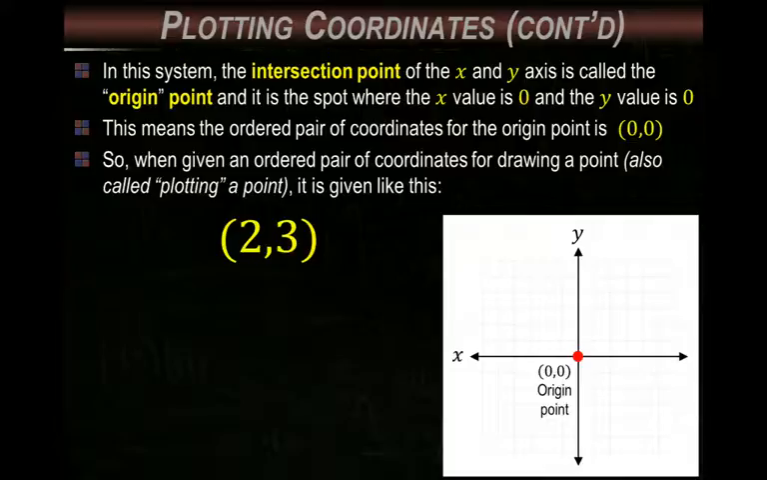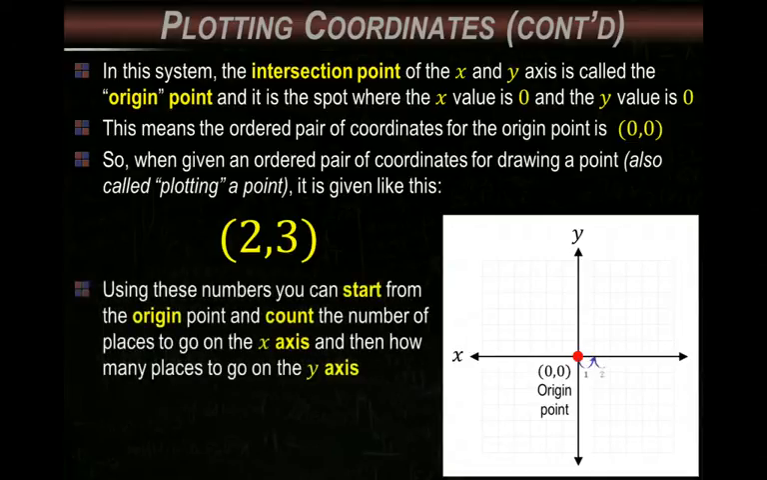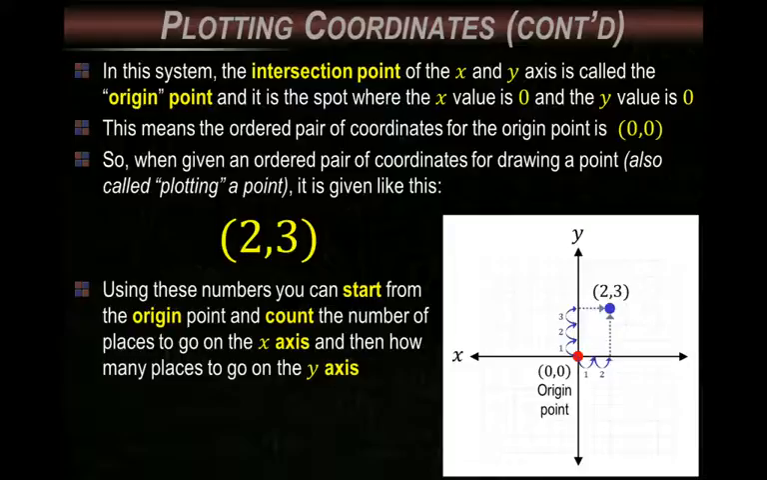So when we plot 2, we count 2 spaces from the origin point. So from spot 0, 0, always we start at the origin point. Just like an origin story in superheroes, that's where you begin. And I count out 2 spots. So there, I counted out 2 spots. Then from the y, I count out 3 spots. And I find the exact place where I put the dot at spot 2, 3.